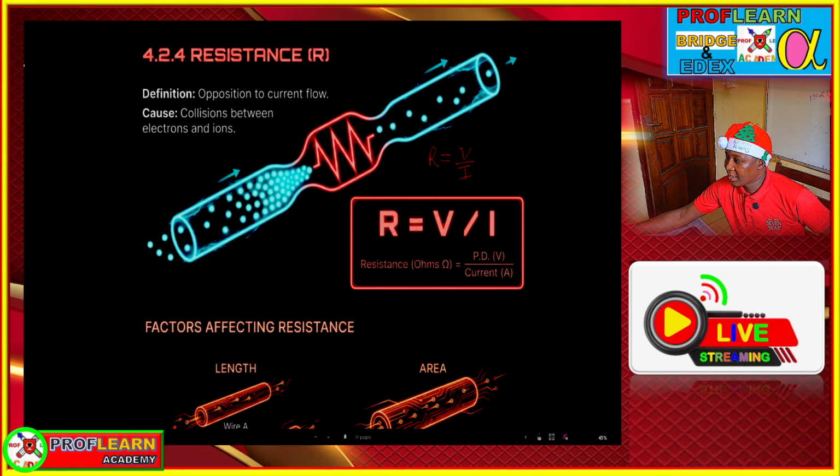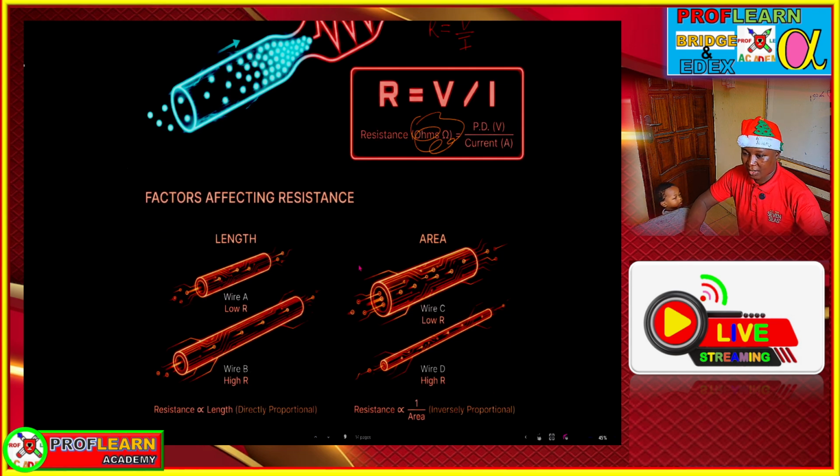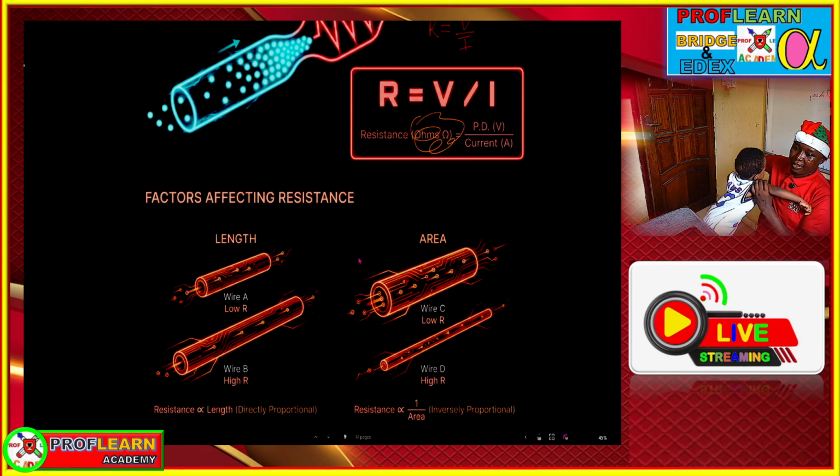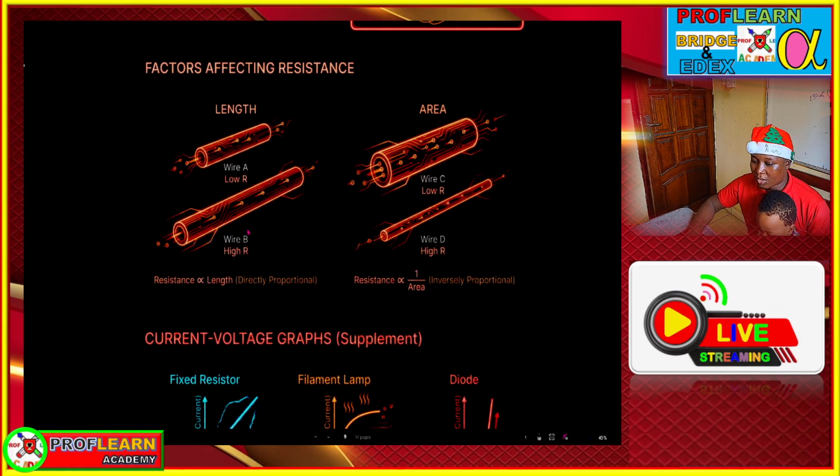And in that regard, the SI unit, or the unit of measurement of resistance, is given in ohms, which means that you also need to understand factors that affect resistance. In this case, one of the factors that affect resistance is the length. The longer the length, the higher the resistance. So you can see here this wire is longer, so it has higher resistance.